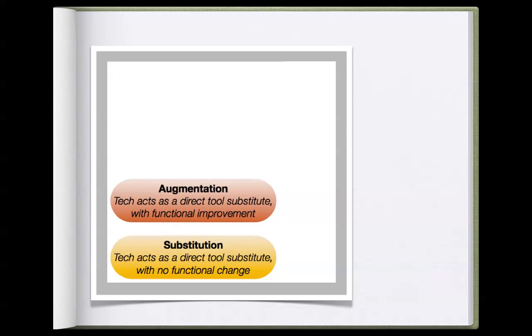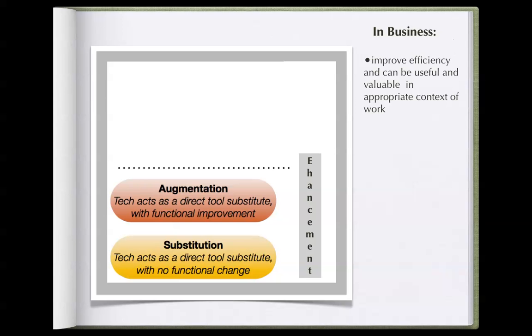The augmentation and substitution levels are really levels that enhance activities or tasks that are already being done on a daily basis. So in business, using technology at a substitution and augmentation level can improve efficiency and can be useful and valuable in appropriate contexts of work. It can provide a framework for employees to move to the next level of technology use. It allows for employees to gain skills and knowledge about how technology is used and to gain some confidence. It also provokes some thought about how technology could be used in different ways.